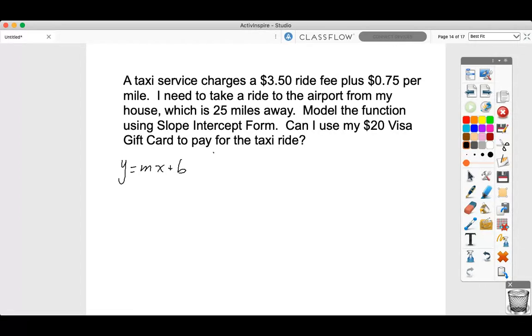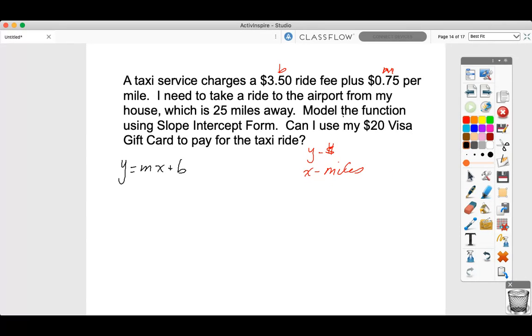Okay, so here we go. So a $3.50 ride fee, that's before we do anything. So that's at 0 time. So that's our b. 75 cents per mile, that's a rate. That's m. And then money, so y is money because the rate is money per mile. So x is miles.